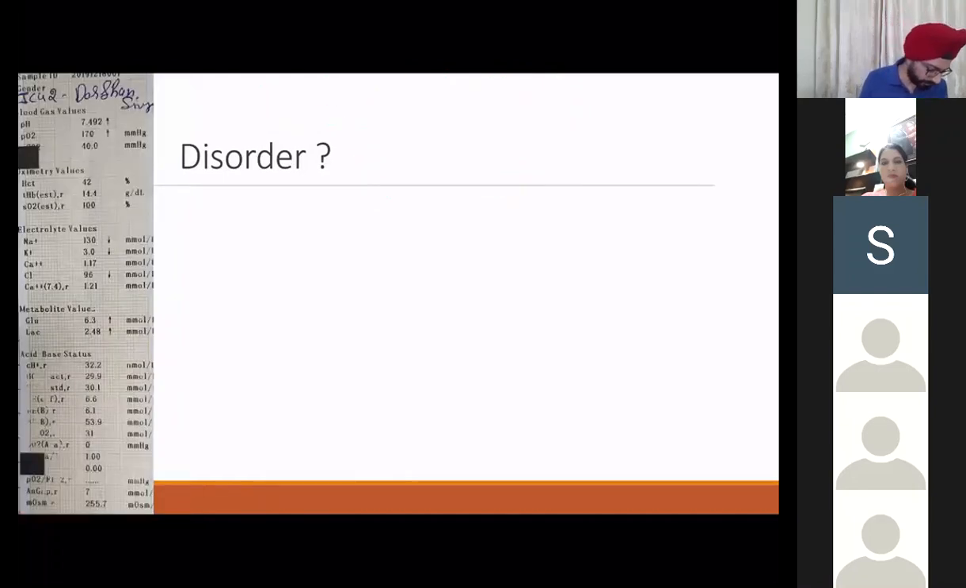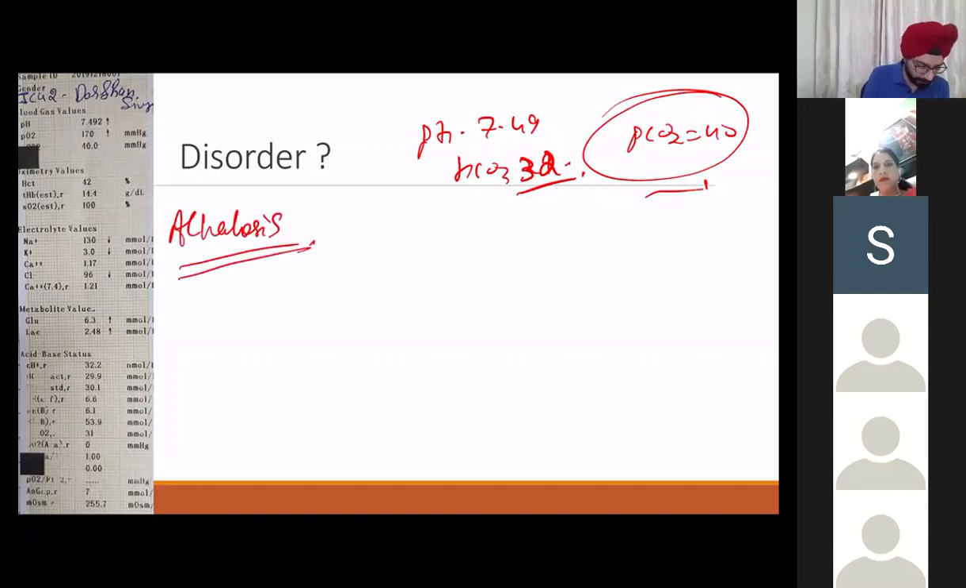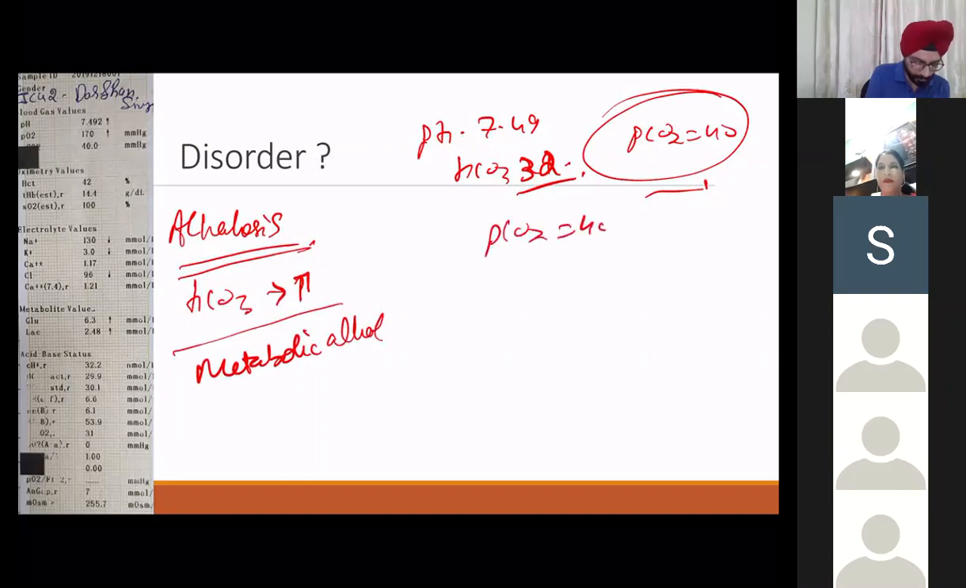Okay, let's look at another ABG now. What is the disorder in this case? Again, pH is 7.49, bicarbonate is 32, right? And PCO2 is 40. What is it? So obviously there's an alkalosis going on, right? And bicarbonate is increasing. So there's definitely a metabolic alkalosis also. But look at PCO2. PCO2 is normal.